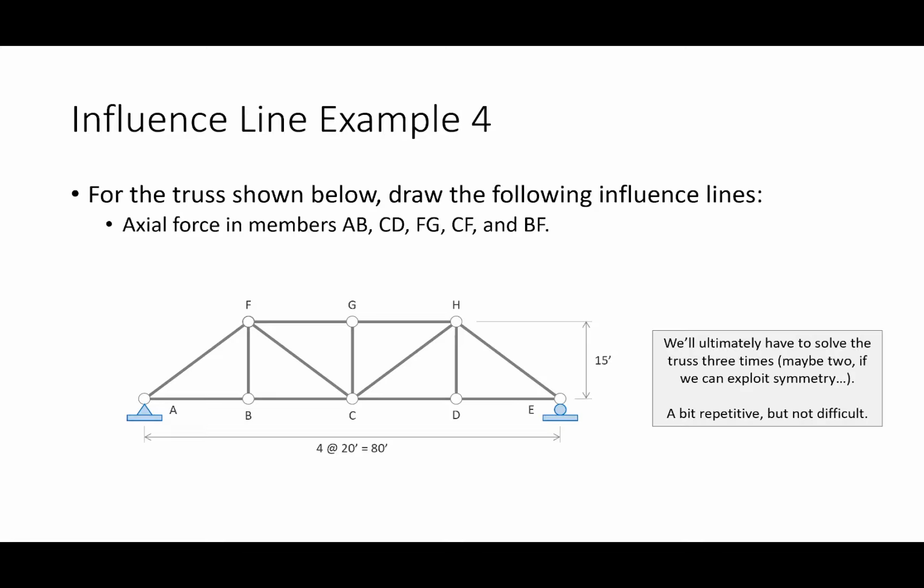So what we're going to have to do in order to construct these influence lines is move the load across the structure. So essentially, we're going to have to put the load at A, load at B, load at C, load at D, and load at E. Okay? Now, does somebody see how at least two of these analyses are a waste of time? Which two are a waste of time?